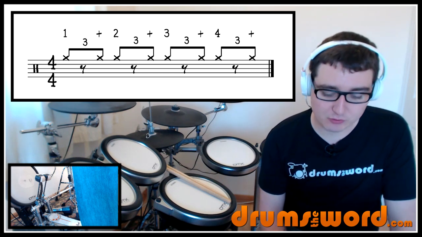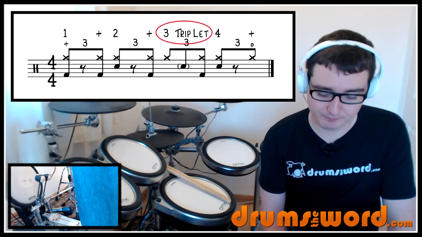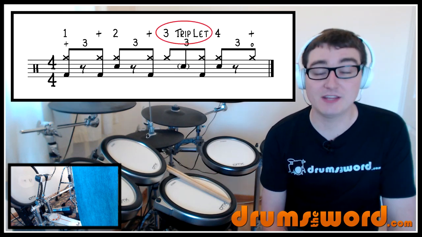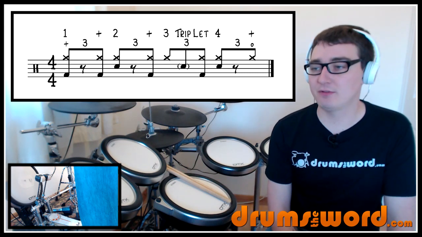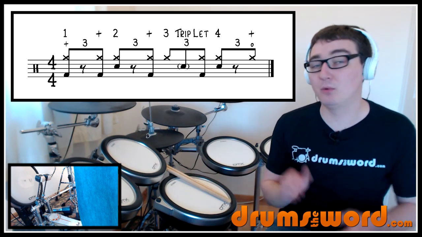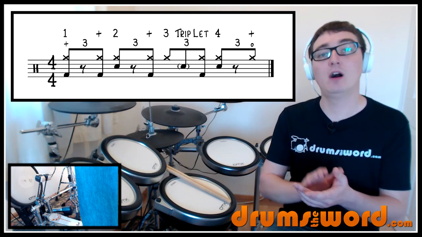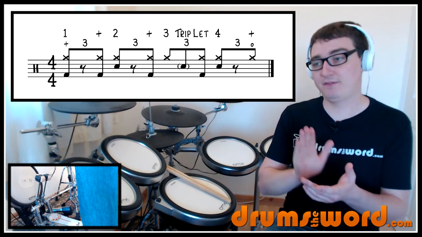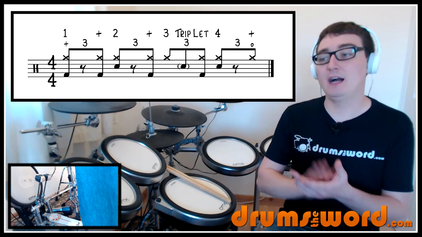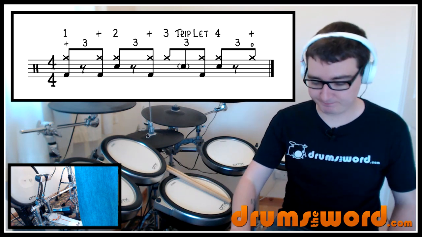For beats of the bar where the middle triplet is played though, such as here in beat 3, I like to count the triplets in full. So this whole bar would be counted like this. So just the counting, 1 and 2 and 3 triplet, 4 triplet, 1 and 2 and 3 triplet, 4 and 1 and 2 and 3 triplet, 4 and 1 and 2 and 3 triplet, 4 and.